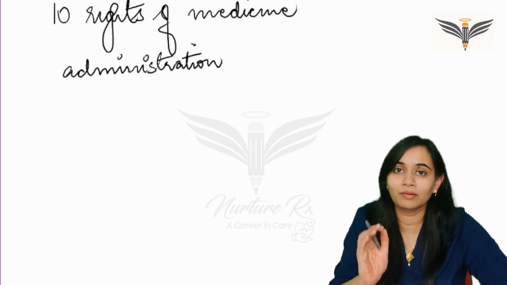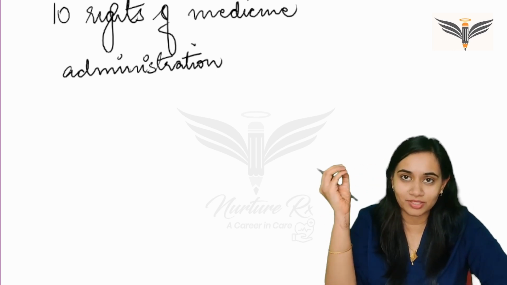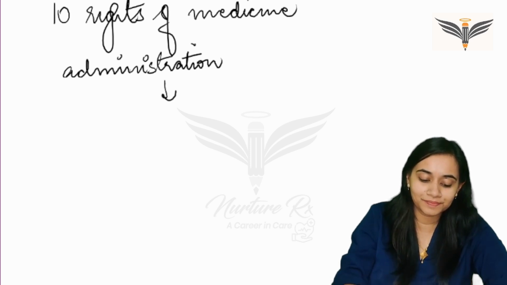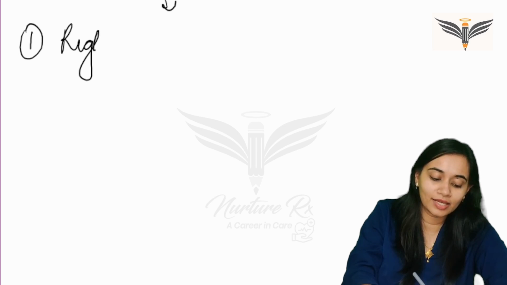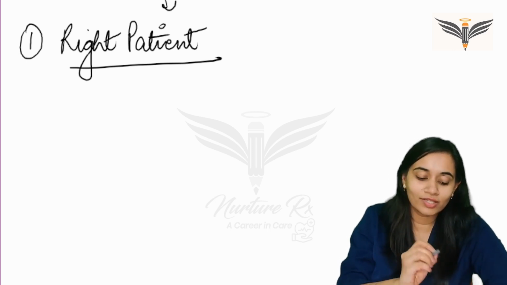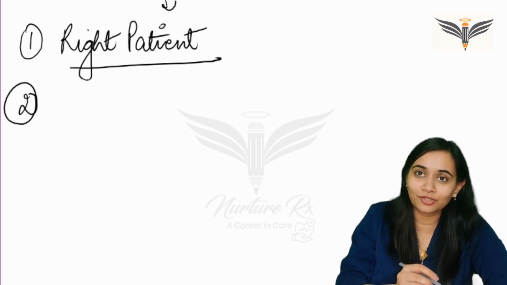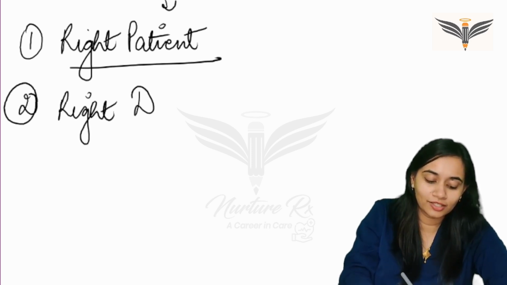drug to a patient. So suppose you are in a ward and you have to administer a medicine. What is the first thing that you are going to find out? The first thing is the right patient. You have to identify the patient to whom the drug has to be administered. Now once the patient has been identified, what is the next thing that you will find out? It is the right drug.